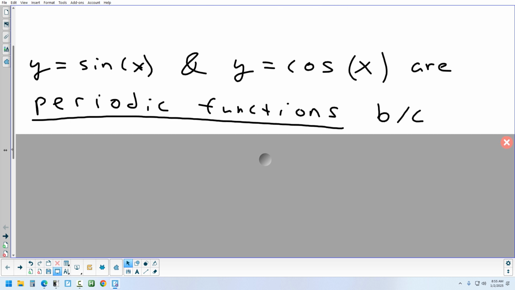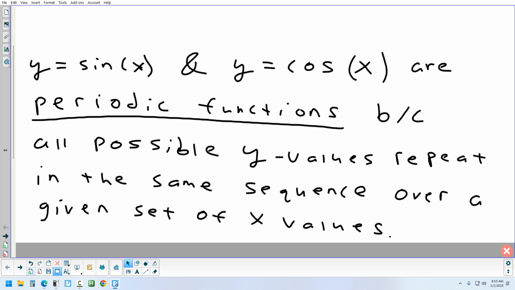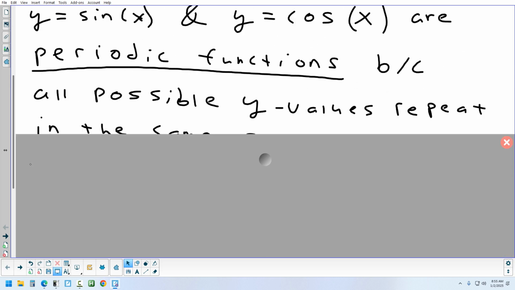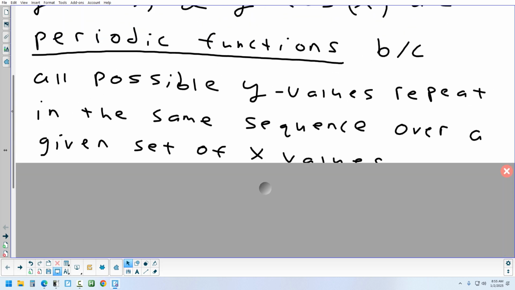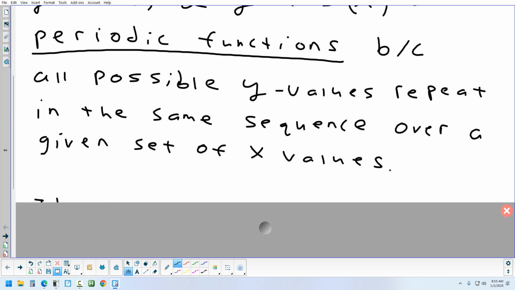All the basic trig functions that we study are periodic. The other ones aren't as simple as sine and cosine, but they still repeat themselves. And when I talk about repeating, I'm talking about the y values. The y values will repeat themselves after a certain amount of time has gone by. Let me see if I can show you an example.